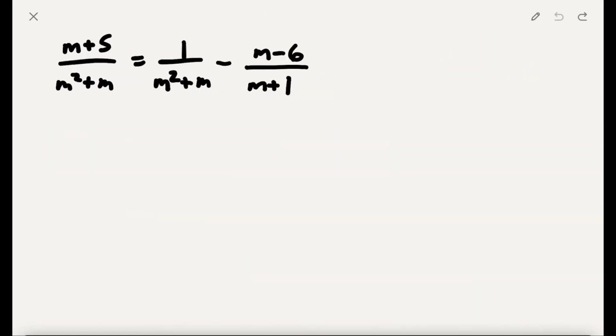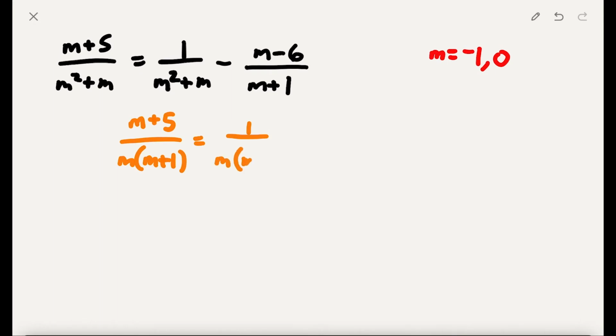So the first thing I'm going to do is find the possible excluded values just by looking at this. One of them we would have m is equal to negative 1. Another one we would have 0. And to just confirm this, I'm going to factor everything here. So we're going to have m plus 5 over m squared. I'm going to factor out an m there, so this will be m plus 1 is equal to 1 over m times m plus 1 minus m minus 6 all over m plus 1.